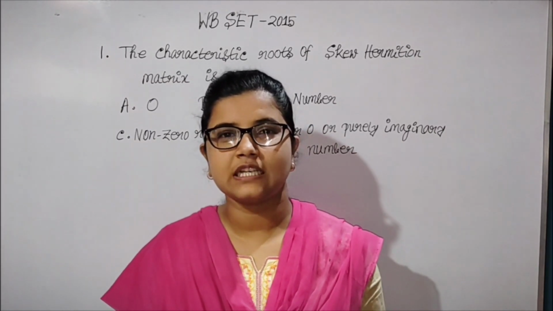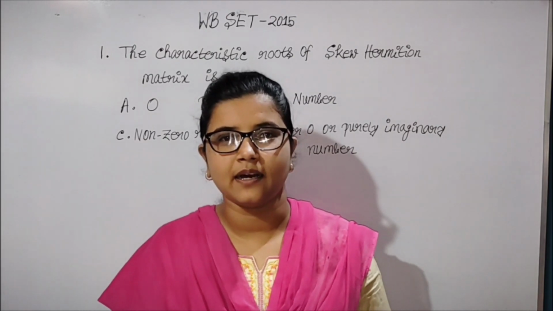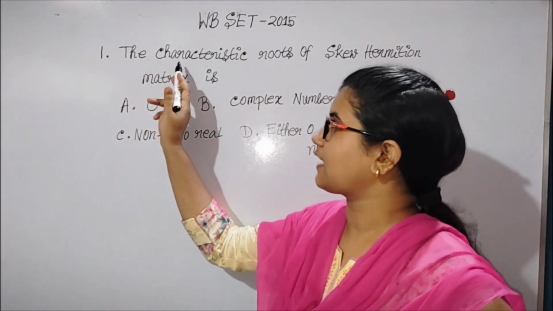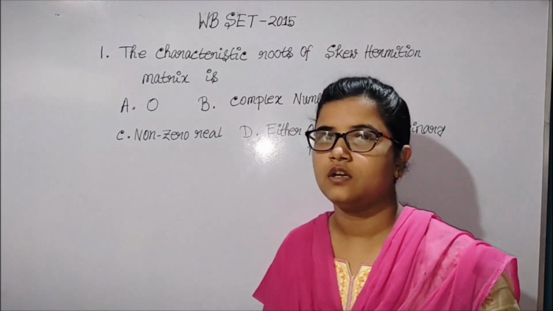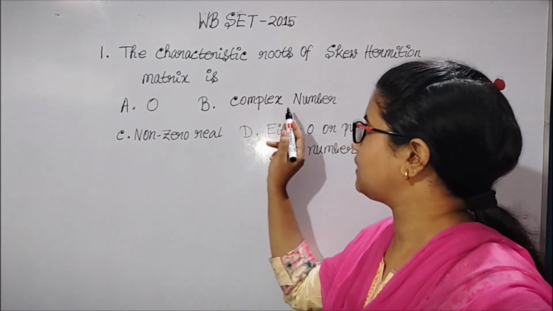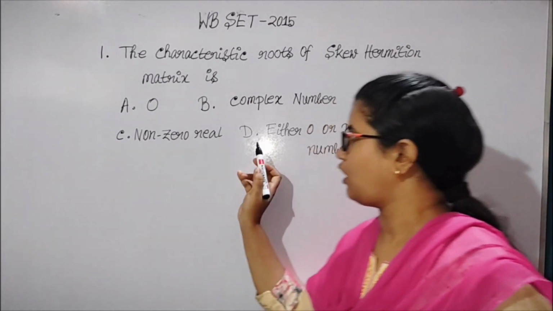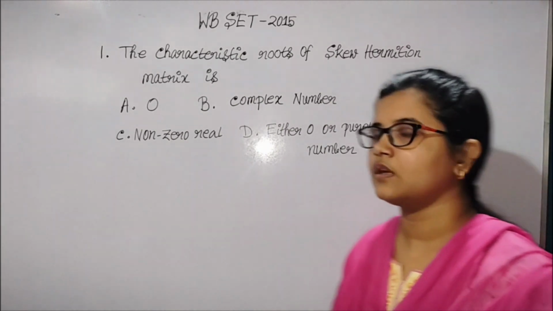Today I will solve questions of West Bengal set 2015 linear algebra. First see the question. First question is: the characteristic roots of a skew Hermitian matrix is option A 0, option B complex number, option C non-zero real, option D either 0 or purely imaginary number.